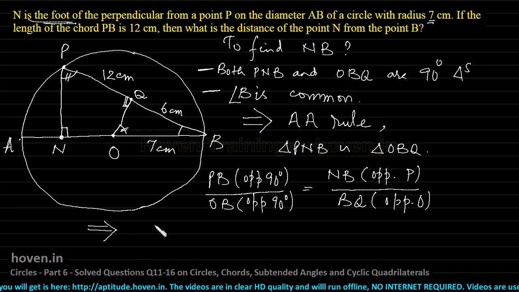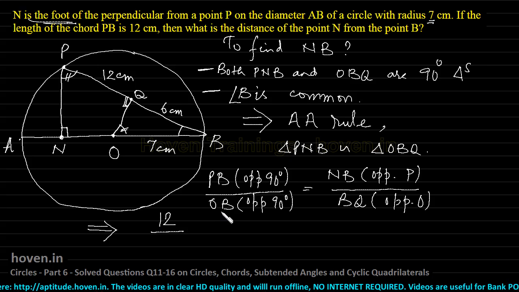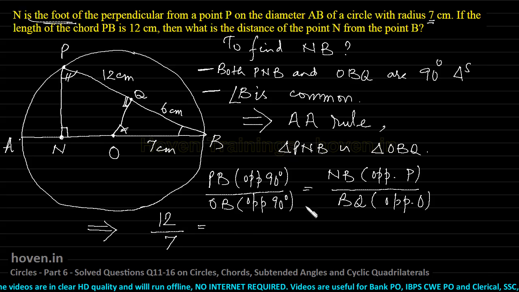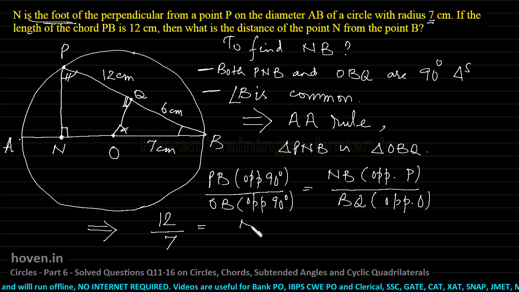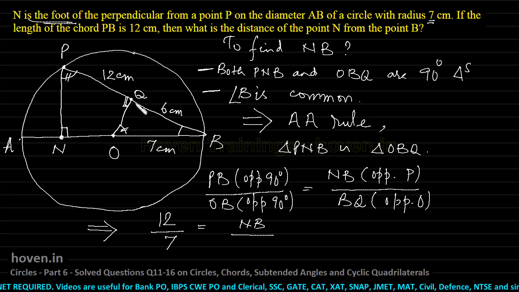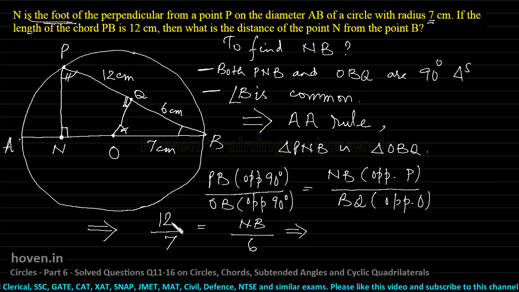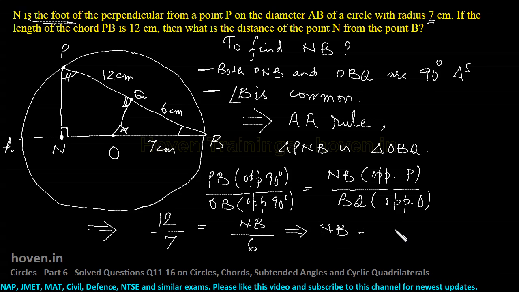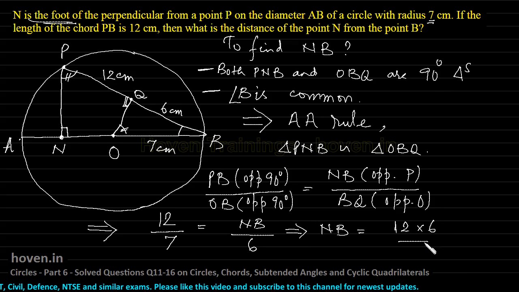Now let us fit the values given to us, which implies what is PB. PB is given to us as 12. 12 by what is OB? OB is the radius. 12 by 7 is equal to what is NB? NB is required. So we will write NB as such by BQ. Now what is BQ? We found that BQ should be 6 because Q will bisect this chord into two equal parts. So it is 6, which implies, now let us take 6 to the other side and we will obtain the value of NB. NB is equal to 12 into 6 by 7.